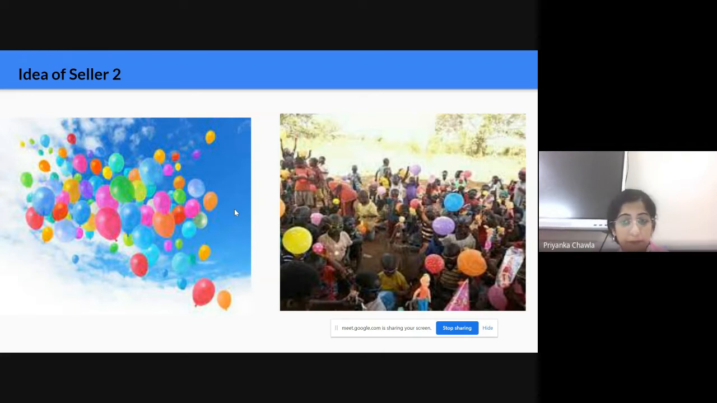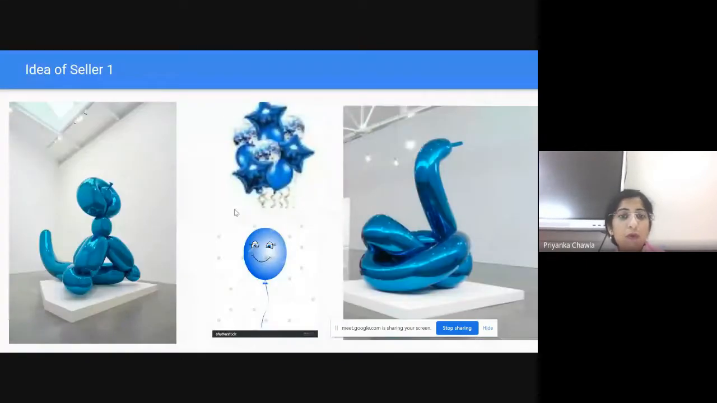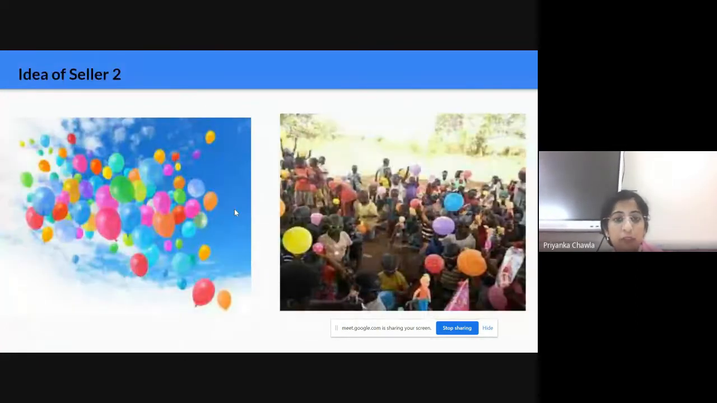Everybody rushed towards him, and everybody gathered there. This was the idea of the second seller. See, earlier they were selling balloons in the traditional way, but nobody came. Now what they did, they changed their style, their method, their structure. In this way, they attracted a large number of audience, a large number of buyers.